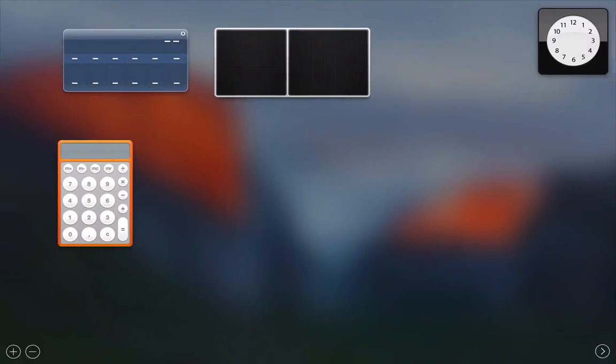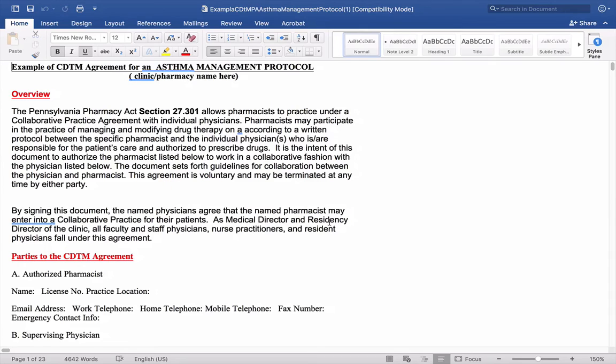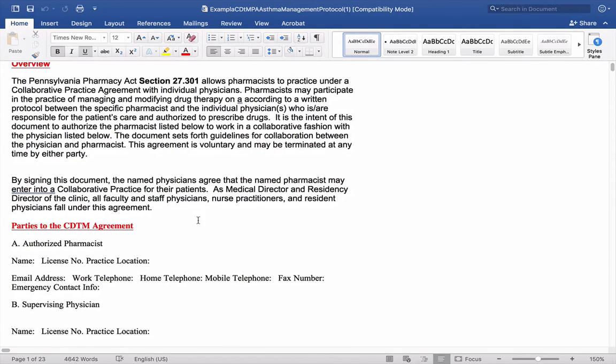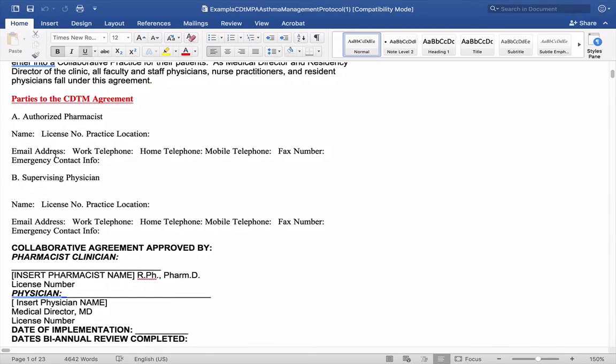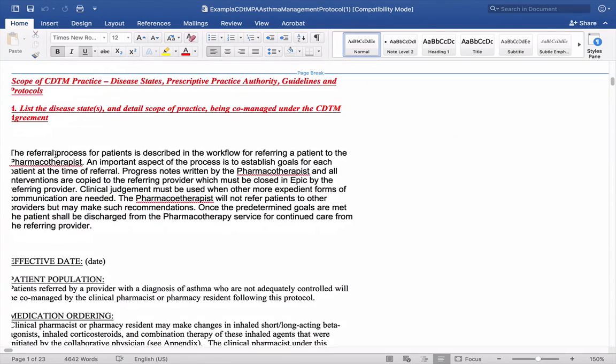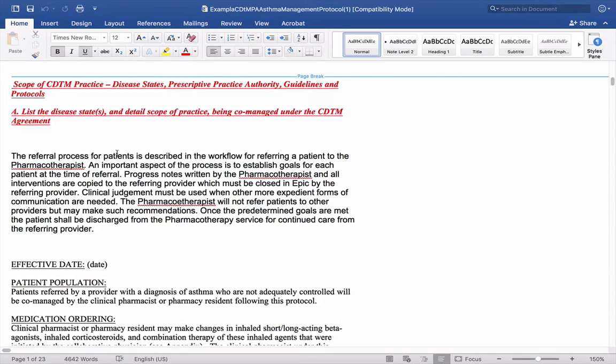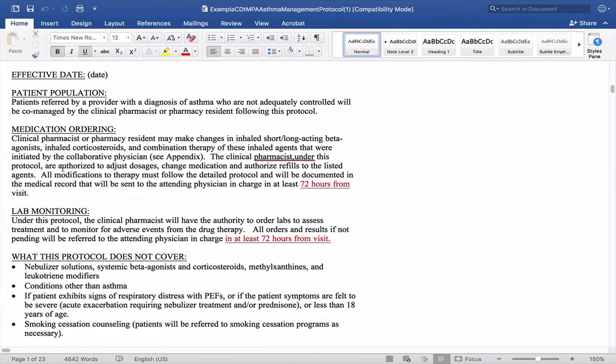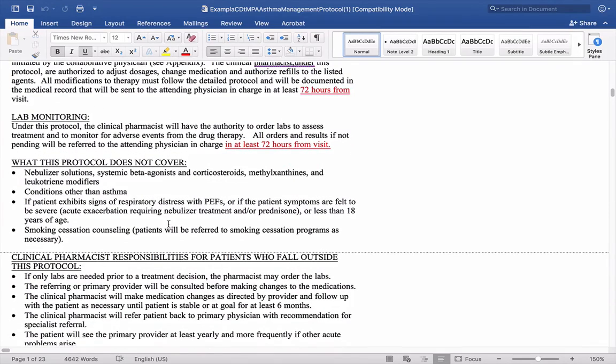I did provide a sample. I'm going to be providing on the website a sample collaborative practice agreement, and this is one from an asthma clinic. There are some statements about the Pharmacy Act making this legal. You would list the parties involved, the disease state and the scope of practice being co-managed. You'd have the effective date, who the patient population is, and what we are allowed to do in terms of medication ordering. Notice the 72-hour window here. What are we allowed to do in lab monitoring? I think it's always good, too, to put what this protocol does not cover. I think it's a good CYA for you from a liability standpoint.